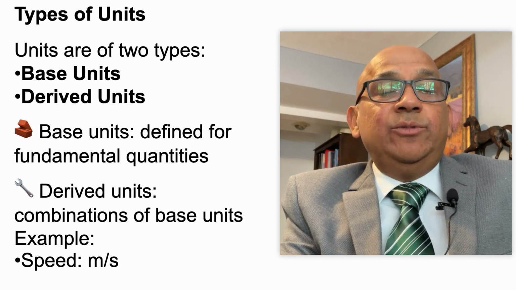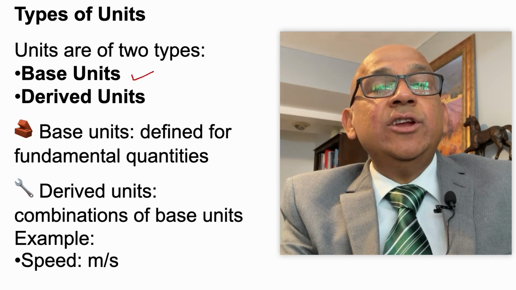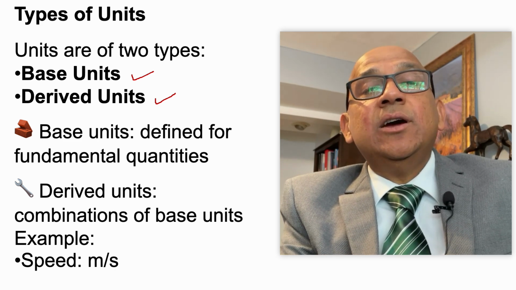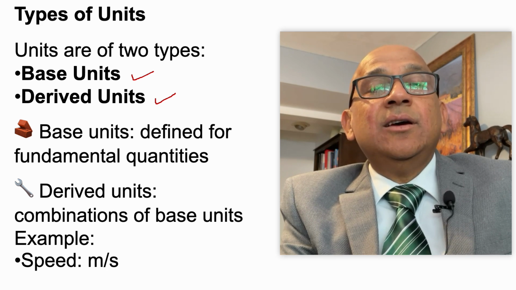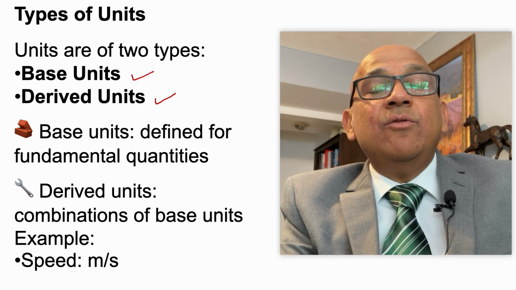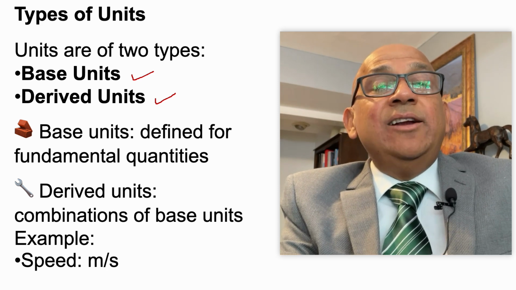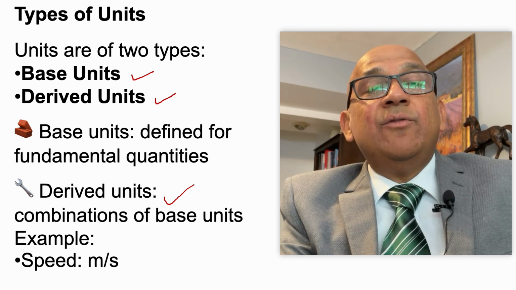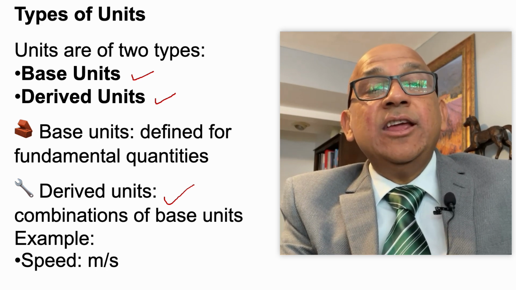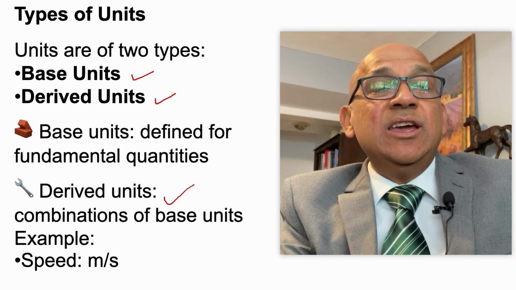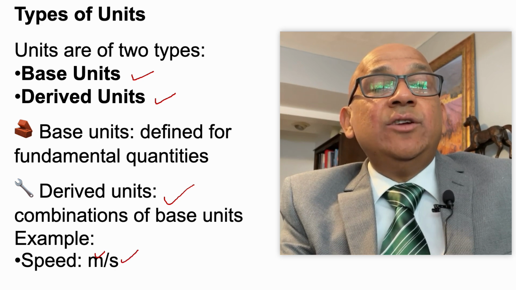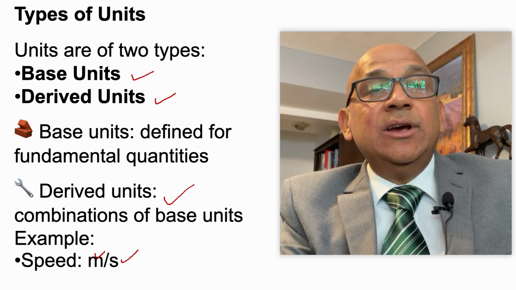Units are of two types. The first one is a base unit and the second one is called derived units. Base units are defined for fundamental quantities like length, time, weight, etc. While derived units are the combination of base units. For example, for representing the velocity or speed of something, we will combine two base units, meter and second. So the unit for the speed will be meter per seconds.